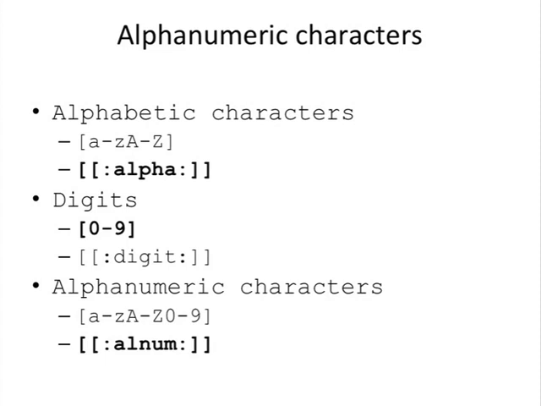So let's see some more notations. To refer to all the alphabetic characters, you can say it like this: lowercase from a to z, uppercase from A to Z. That's all, right? Alternatively, we'll be using this notation. We'll say alpha, standing for alphabetical characters.